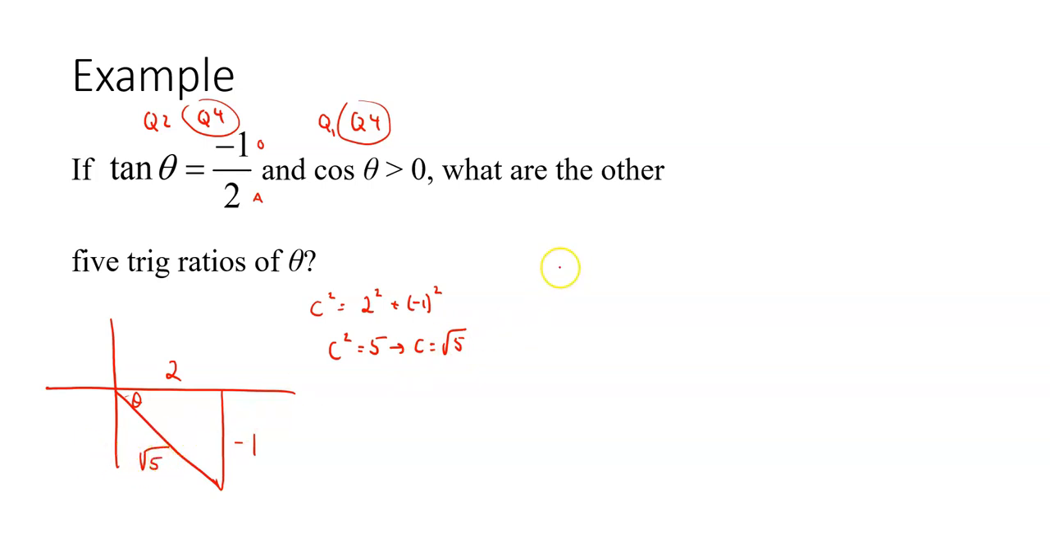Once I have that, I can find the rest of them, right? The sine of theta, opposite over hypotenuse, so negative 1 over the square root of 5. And then I'm going to rationalize my denominator by hitting top and bottom with the square root of 5. Cosine of theta is adjacent over hypotenuse. And again, hit top and bottom with the square root of 5 to rationalize my denominator. The tangent was already given to me.